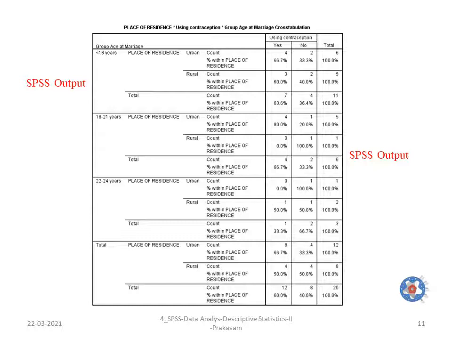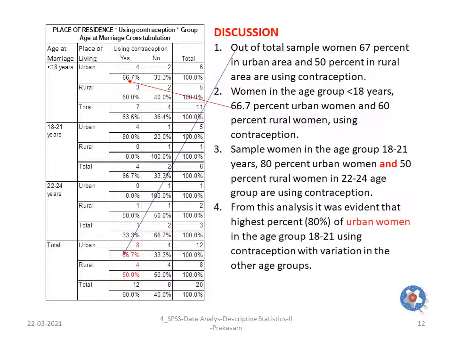If the age is less than 18 years, 18 to 21 years, or 20 to 24 years, by place of residence, urban or rural, how many people are accepting or using contraception, or what is the percentage of women accepting contraception? From the cross tab output, we have restructured the table according to our report, and the discussion says that the output shows that out of the total sample of women, 67% in the urban area and 50% in rural areas are using contraception.